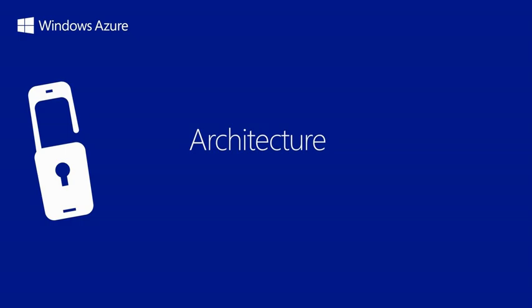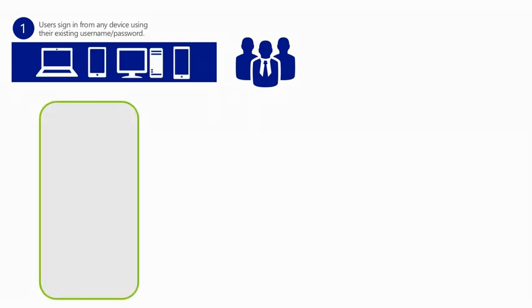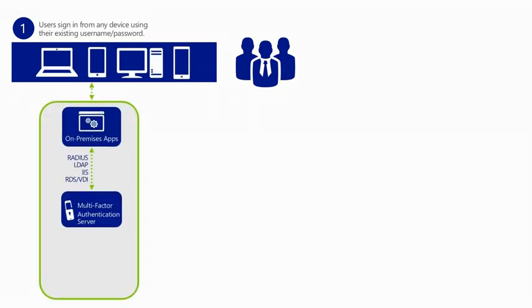Let's take a look at how it works. First, the user signs in from any device using their existing account credentials. If the user is signing into an on-premises application, the multi-factor authentication server running at the customer's site intercepts the authentication request. First, it checks the username and password against the user directory.